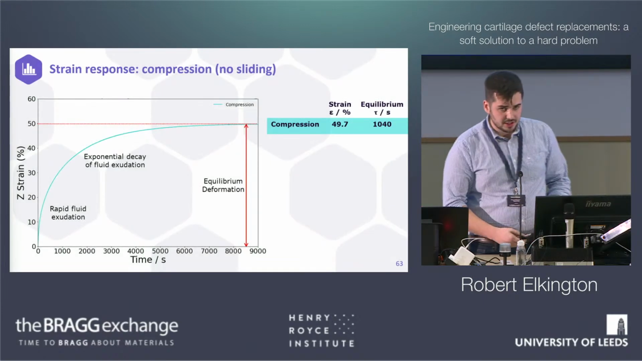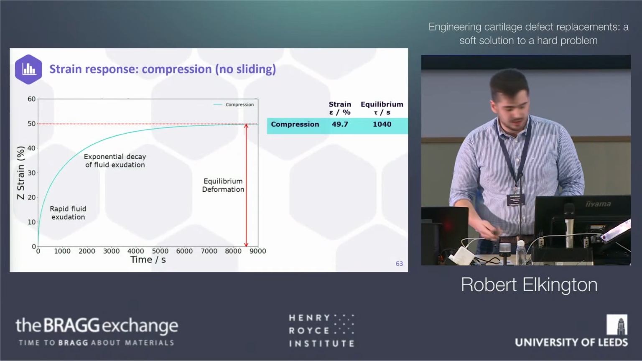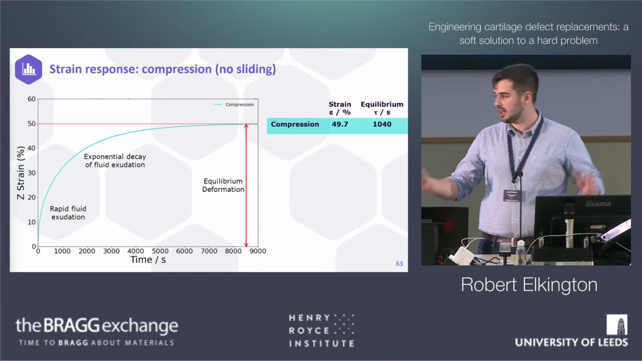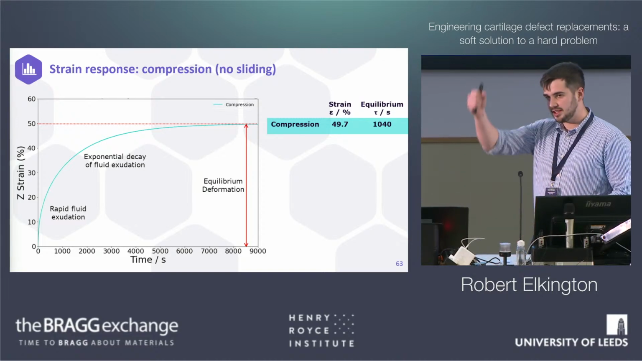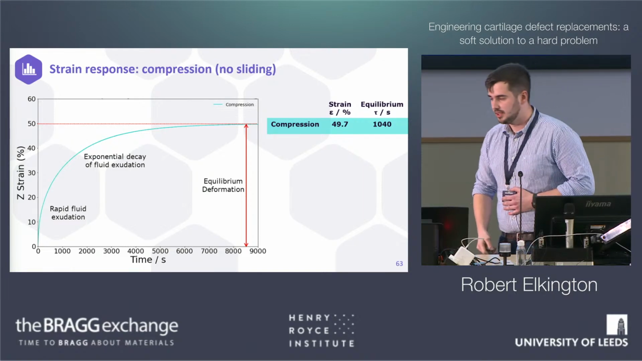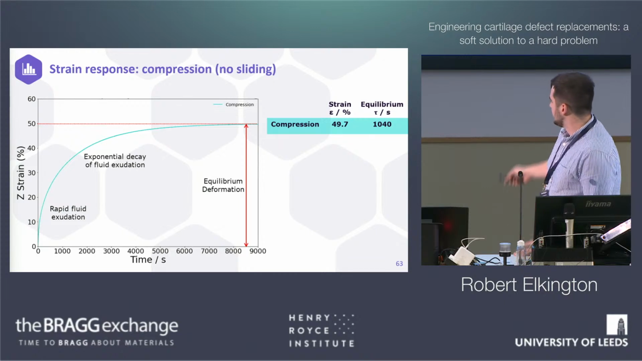So where it gets more interesting, and where we begin to understand what's happening a bit more, is by understanding the strain. So this is our benchmark. We're not sliding in this test. All we're doing is taking some cartilage and compressing it for 2.5 hours to understand its behavior. How does fluid leak out? Initially, you get rapid fluid exudation, and then you get the exponential decay of fluid. So that's our exponential decay model that we just discussed.